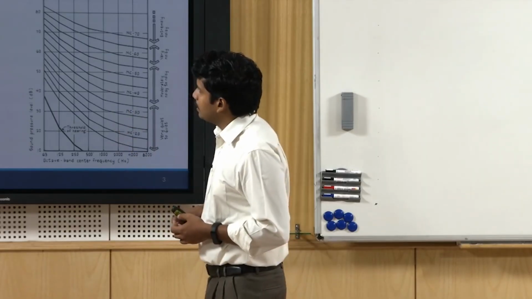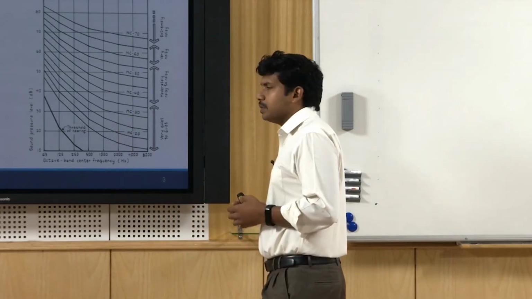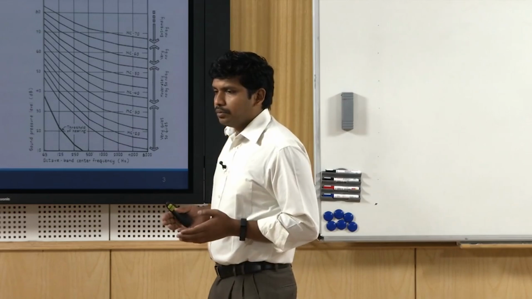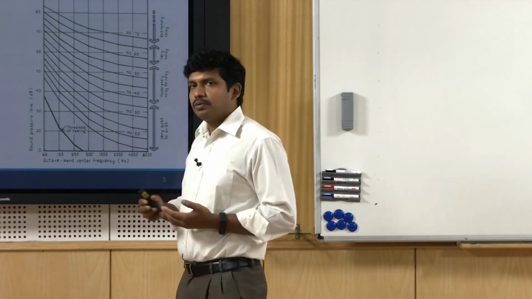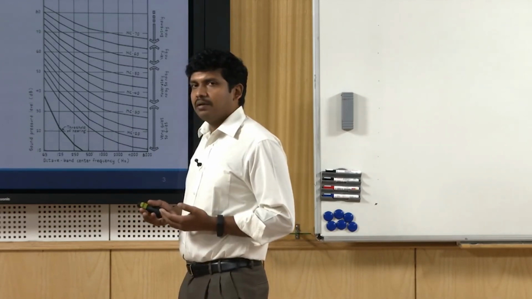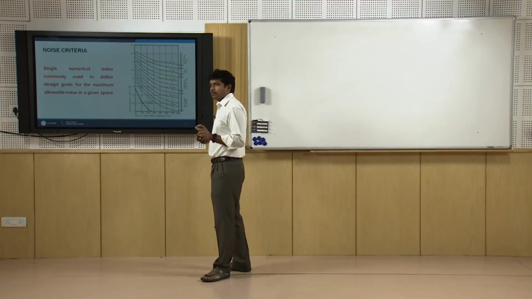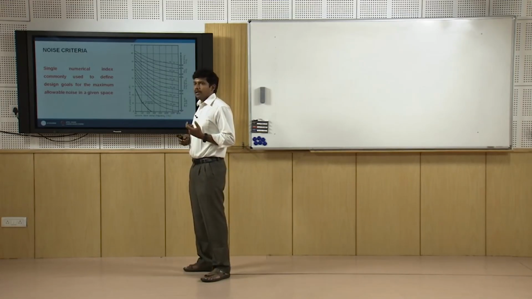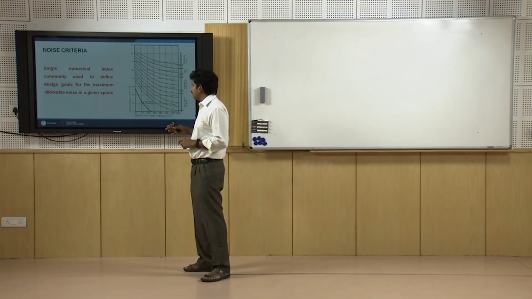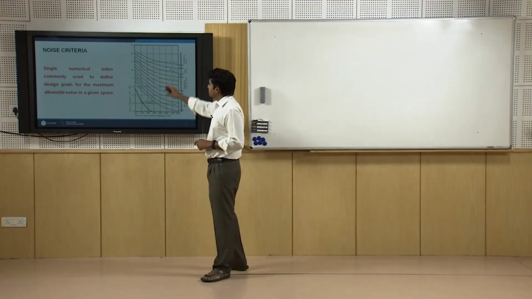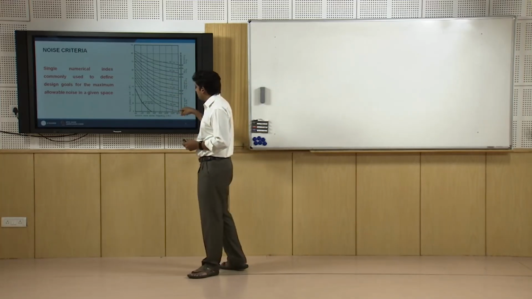Noise criteria or NC is a single number index which is intended to define the design goals, how much should be the allowable background noise level in a given space. Instead of saying the overall sound pressure level or L equivalent should be this much, this is a better indicator. This derives from these curves. I will explain this first.